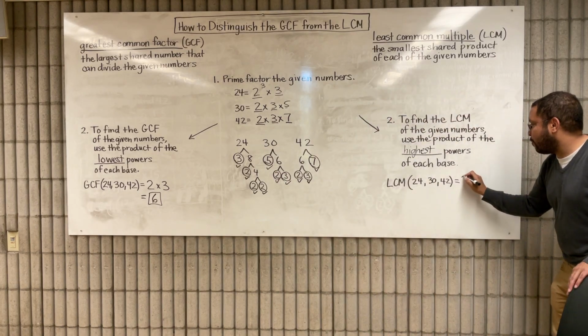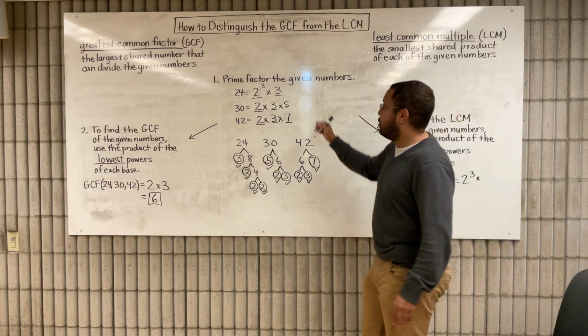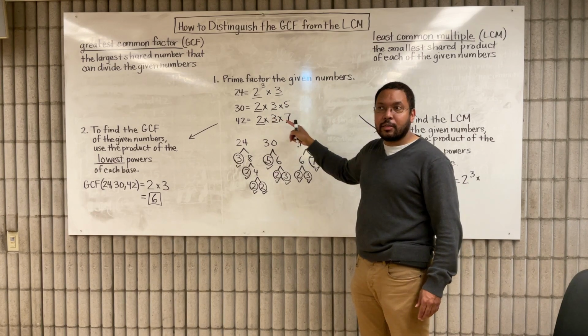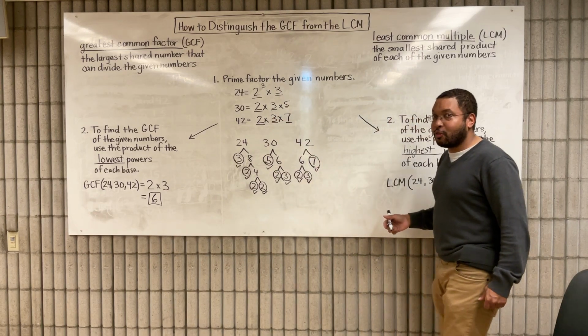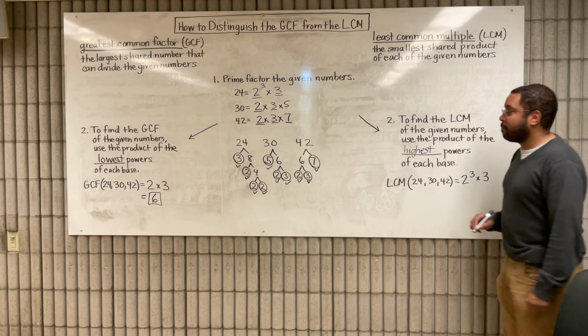2 to the 3rd. So we write that. What's the highest power of base 3? We see a 3 to the first, 3 to the first, 3 to the first. 3 to the first. So we're going to take a 3 to the first, or simply 3.